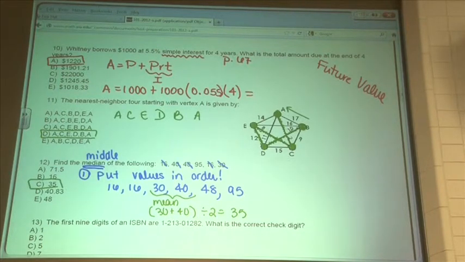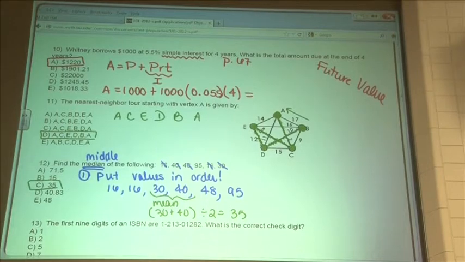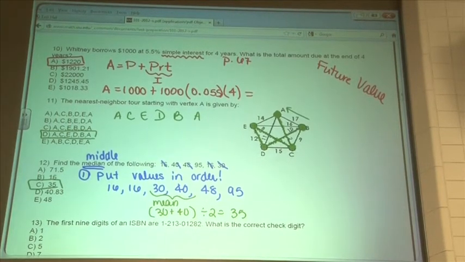How are we doing so far? Next up. First 9 digits of an ISBN are as follows. By the way, is anyone writing so I can scroll down? No, we are still writing. Okay.